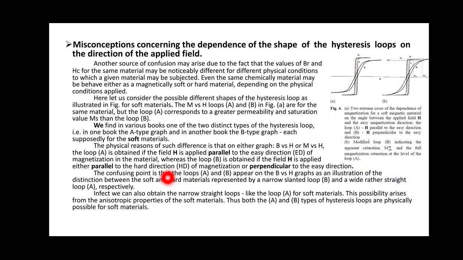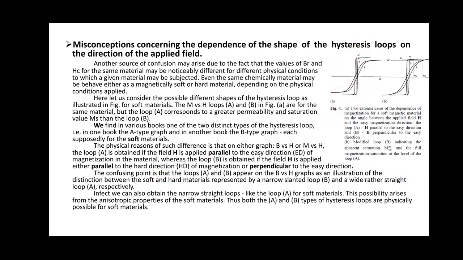So the confusing point is that loops A and B appear on the B versus H graph as an illustration of the distinction between soft and hard material, represented by a wide straight line for A and a narrow slant line for B respectively. The confusing point is that loop A is for soft and loop B for hard, but these two cases can both be for soft material.